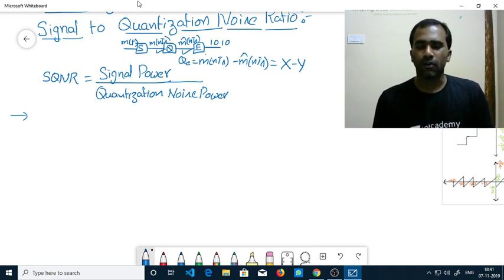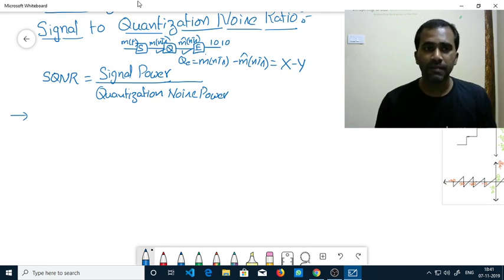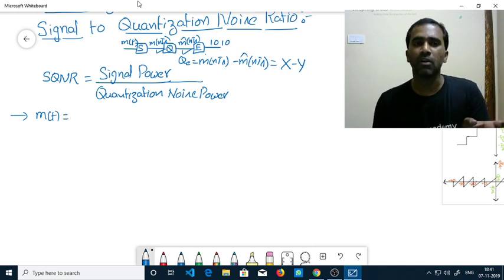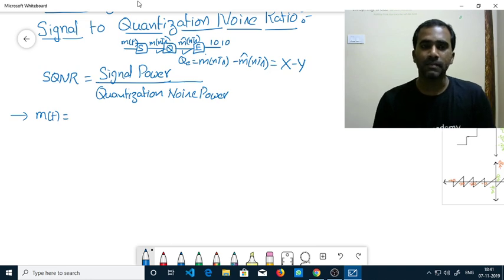To calculate the formula for SQNR, first of all, we should assume a few things. First, let me make the first assumption. At the end of this derivation, I'll tell you for different cases how the formula will change. So first of all, let me assume something.